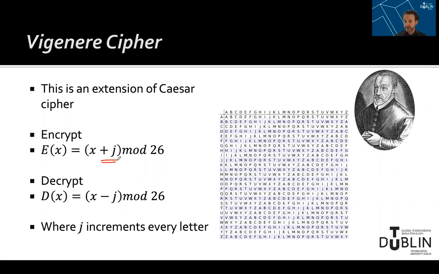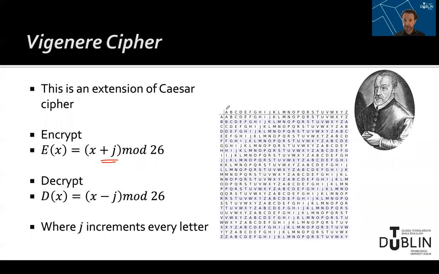Now, what does J mean? J is a number that changes every single time you encrypt a letter. So if you encrypt A, you shift it by 0. Then the next letter you shift by 1. Next letter you shift by 2. Next letter you shift by 3. And again and again until you shift by 26, which is 0, and back around again. 1, 2, 3. Keep shifting every letter.